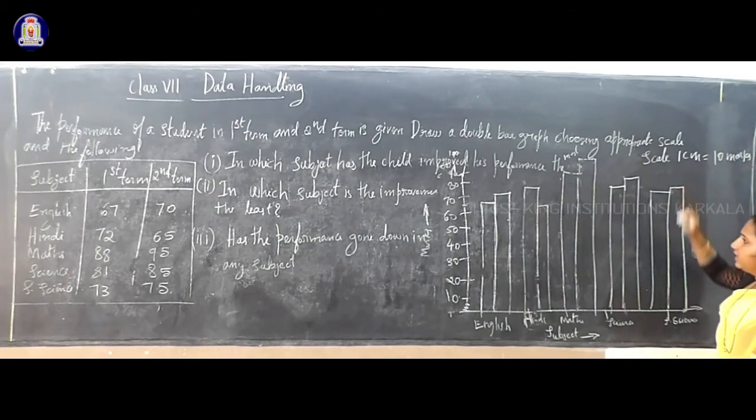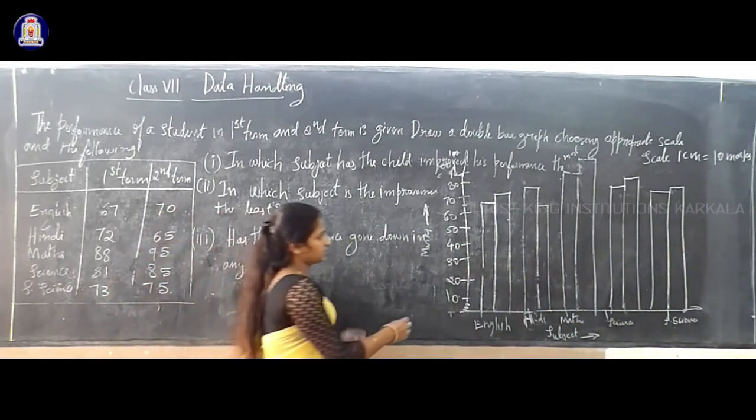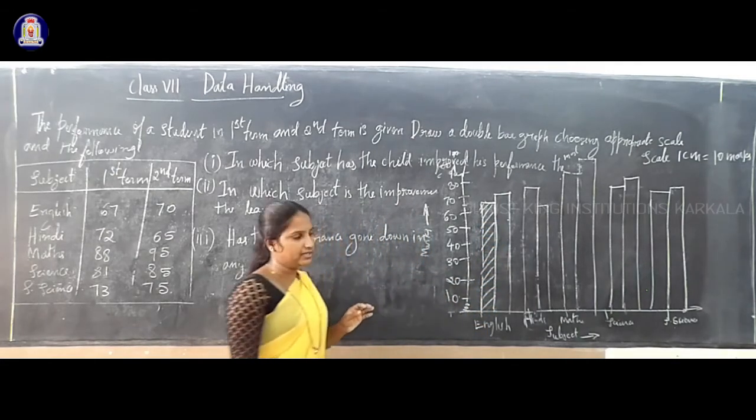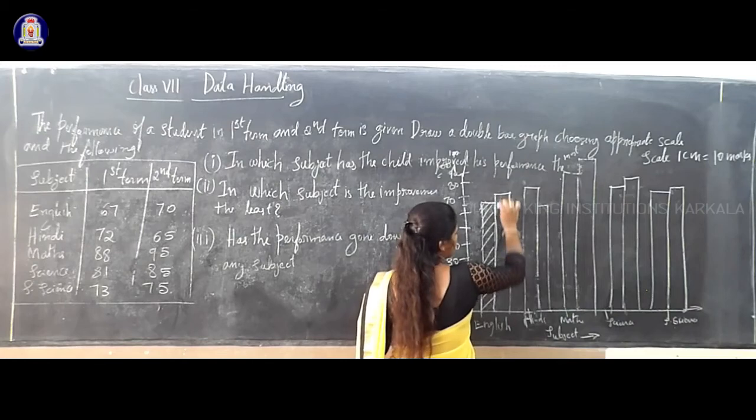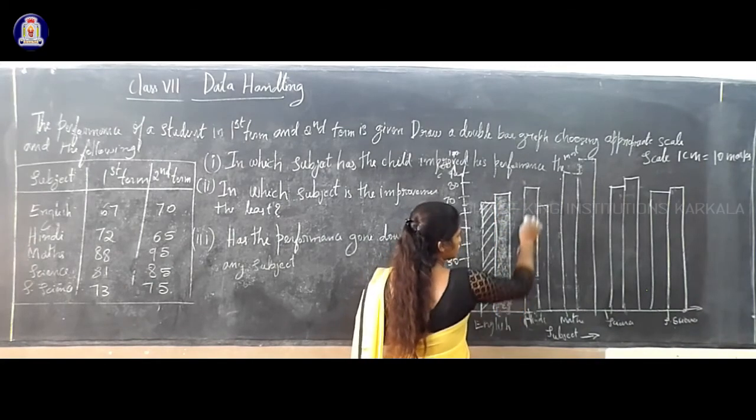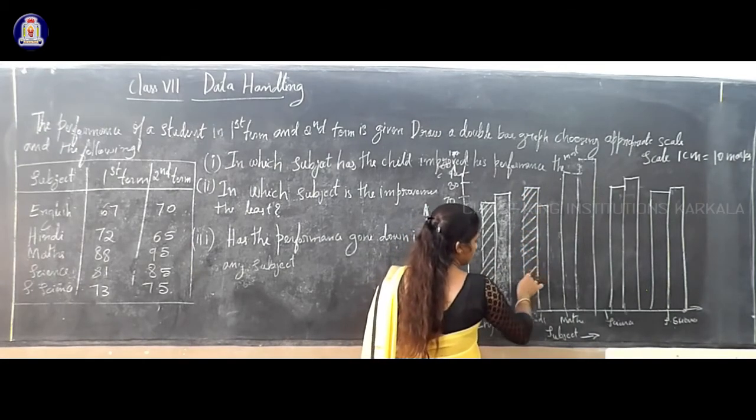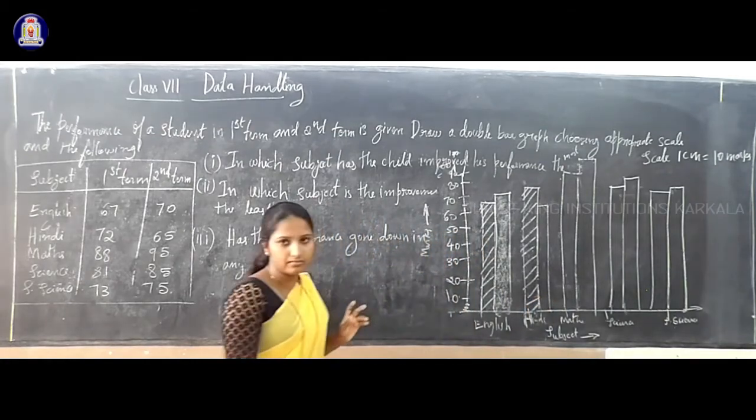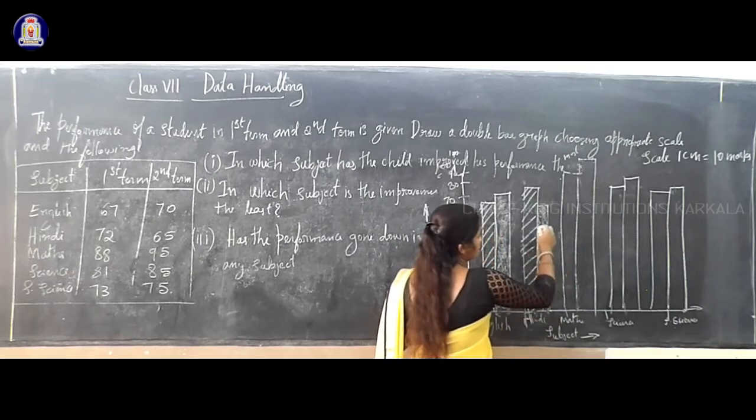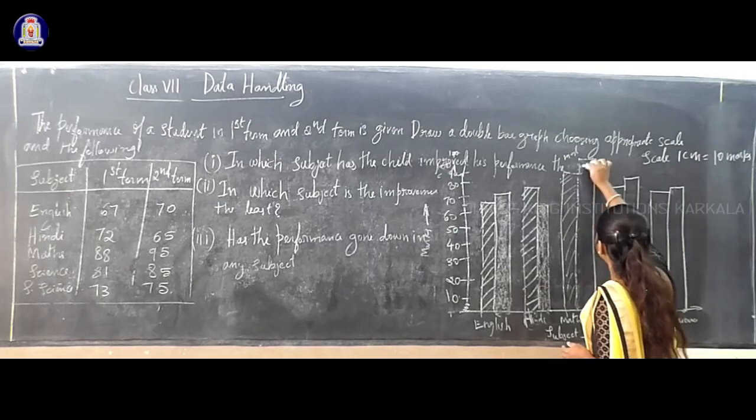Now you can represent the first term marks like this. This is the first term marks. The second term you can represent by shading. This is how you can shade the second term marks. This is in English. Similarly, the first term marks in Hindi you can represent like this, and the second term marks in Hindi, again you can shade. Then again, each first term marks you can represent like this, and the second term like this.